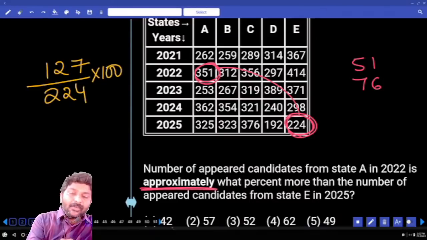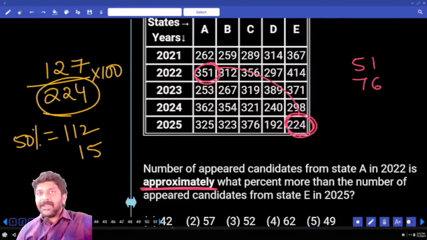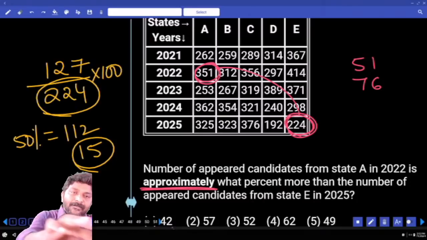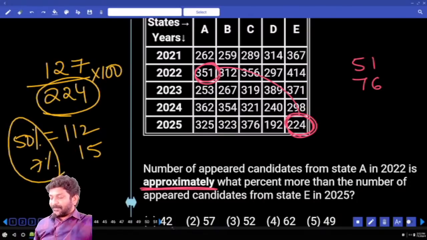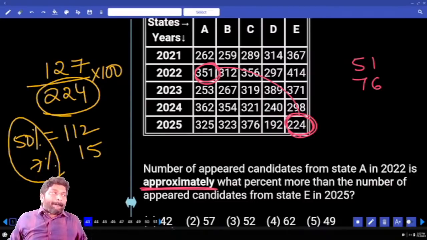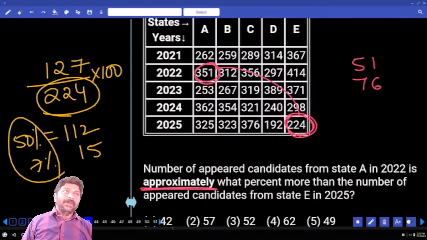Correct? What is 50% of the denominator? Still how much you need to add? 15. How much you need to add? What is 1% of the denominator? 2.24. Approximately I'll take 2. How many 2s are here? Come on. So answer is approximately 57%, second option. Over.